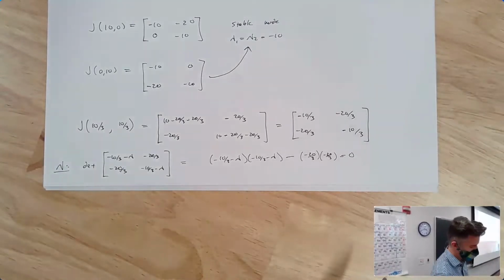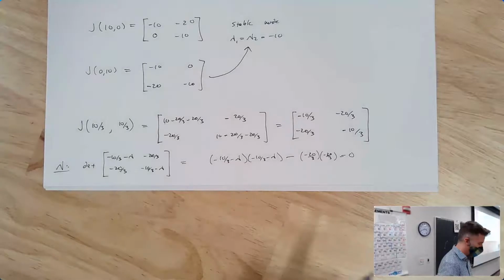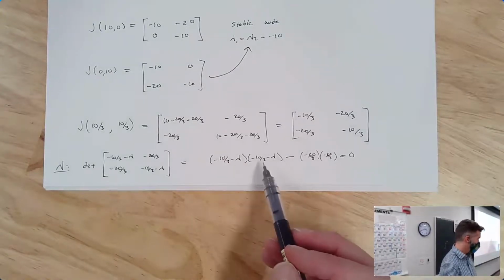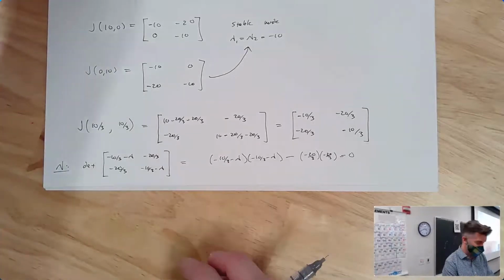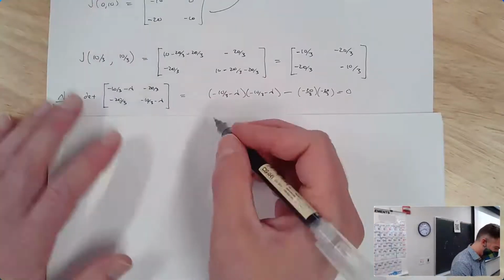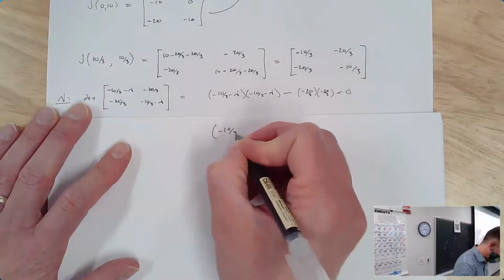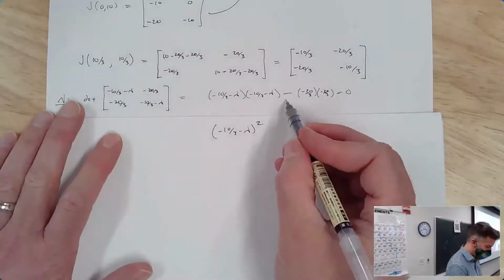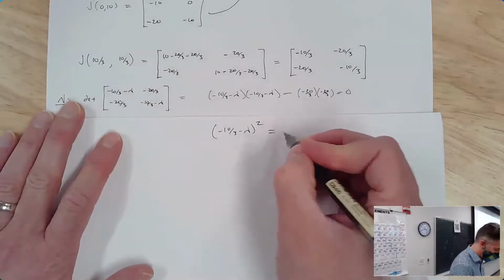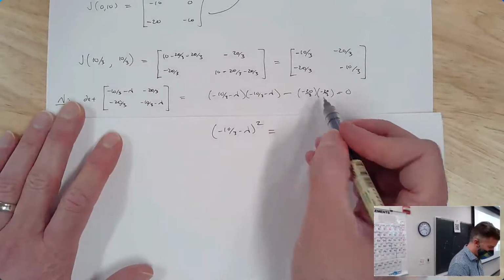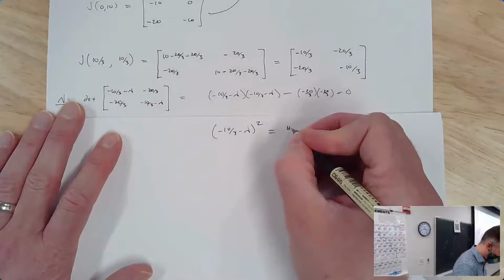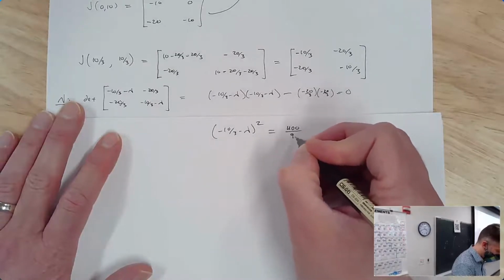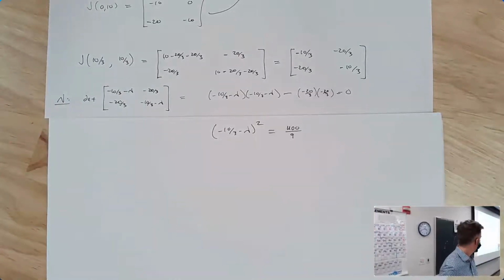I don't know if the trick is really worth mentioning. There's a trick, but it only works if these are the same, which they are. So here's the so-called trick if you really want to see it. I could say that's negative 10 thirds minus lambda, squared. And then bring this over to the other side. It's going to be equal to 20 thirds squared, which is 400 ninths. And then take the square root of both sides.